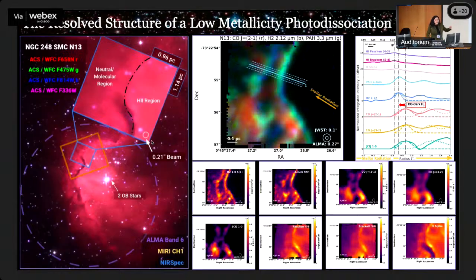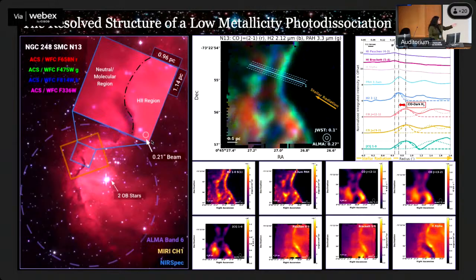And you can see here that I've made a 3-color image, and I really want to point out the fact that the H2 1 to 0 line and the PAH 3.3 micron feature actually lie exactly on top of each other, unlike in Orion, actually. So we have basically resolved the ionization front, the dissociation front, and the C to CO transition, and made radial profiles trying to get the CO-dark gas content in this region.